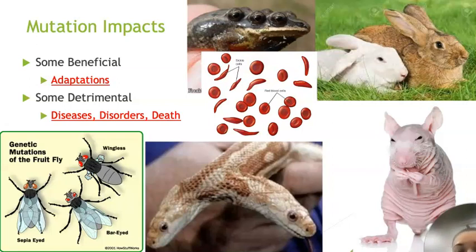Now, if we look at the rabbits in the top right-hand side, one's brown and one's white. The mutation is occurring in the white one, where they're not able to produce pigment in that fur. Now, in this background right here, the white fur may actually be a detriment. But if I were to put that rabbit in snow, that may actually be what we call an adaptation or a beneficial mutation. And we'll talk about that more in evolution.